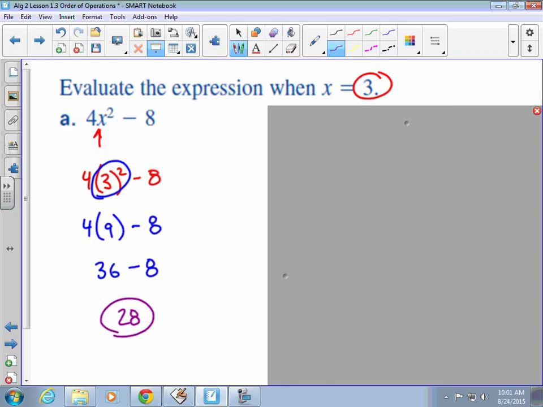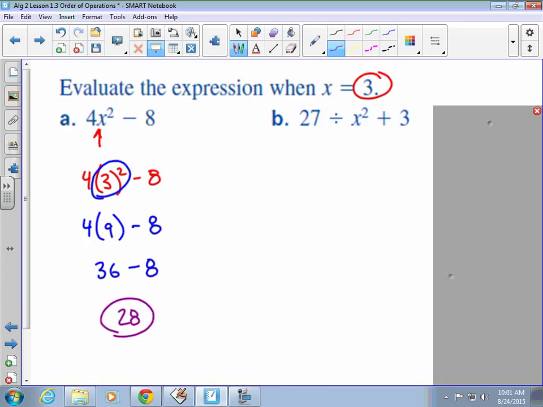28. Right next to that one, here's another one. Do this one. Try again. Take about 30 seconds. x is still equal to 3. Same direction.